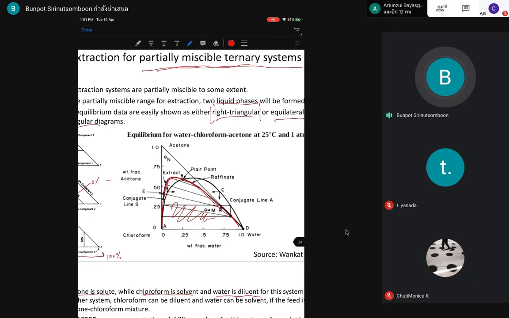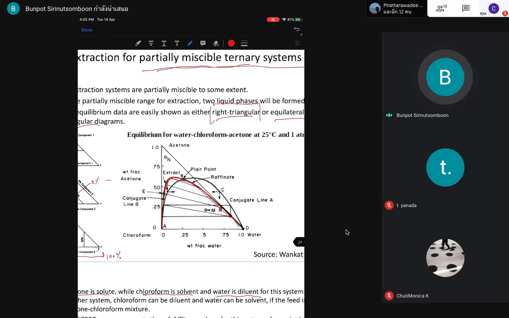Okay, we don't want the solvent and diluent to mix with each other. But in this ternary system, three component system, when they are partially miscible, you're not gonna get any extraction in this zone, because the two liquids are miscible with each other. They mix with each other. So in this zone you cannot get any extractions.